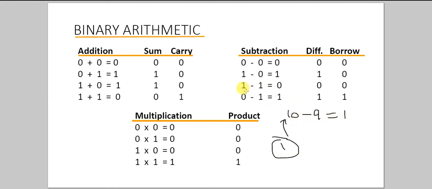The same situation is here. Since it is the highest number, 0 minus 1, we take 1 borrow, which is 1 0, and actually this is 2 in the binary number system. So 2 minus 1 is 1. We took 1 borrow and the difference is 1. Similarly, the multiplication is straightforward. 0 into 0 is 0, 0 into 1 is 0, 1 into 0 is 0, 1 into 1 is 1.